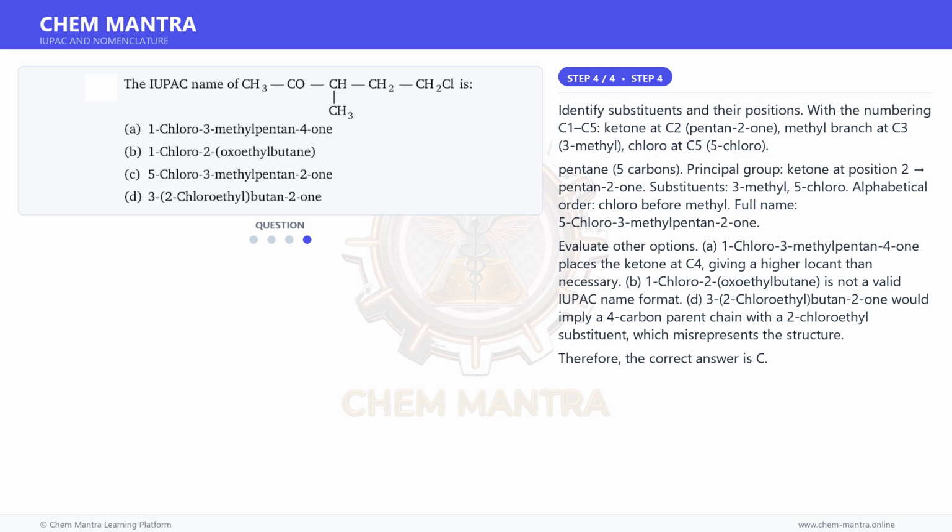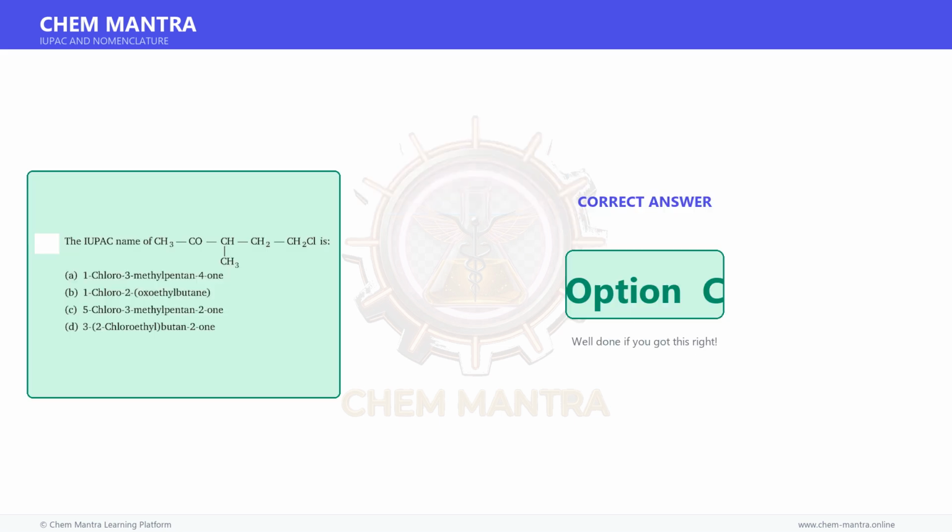Evaluate other options. A. 1-chloro-3-methylpentan-4-one places the ketone at C4, giving a higher locant than necessary. B. 1-chloro-2-oxothiobutane is not a valid IUPAC name format. D. 3-(2-chloroethyl)butan-2-one would imply a 4-carbon parent chain with a 2-chloroethyl substituent, which misrepresents the structure. Therefore, the correct answer is C. Therefore, the correct answer is option C.